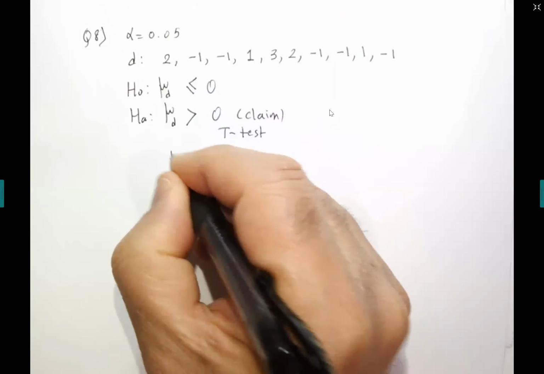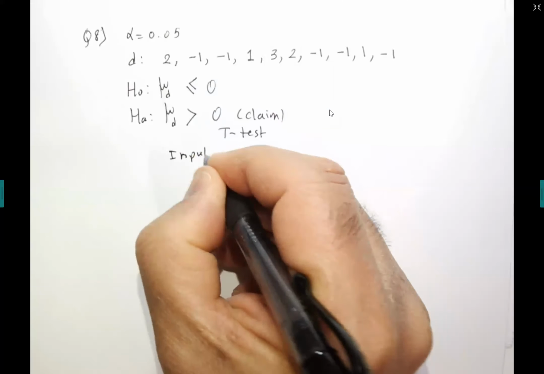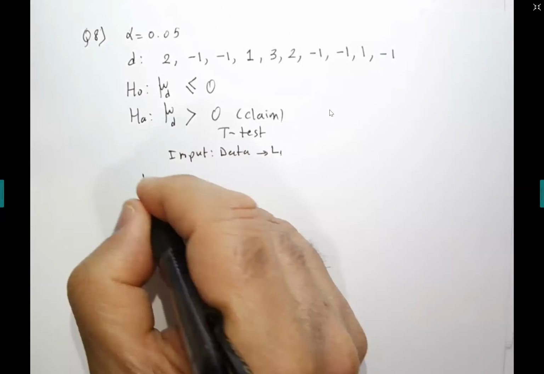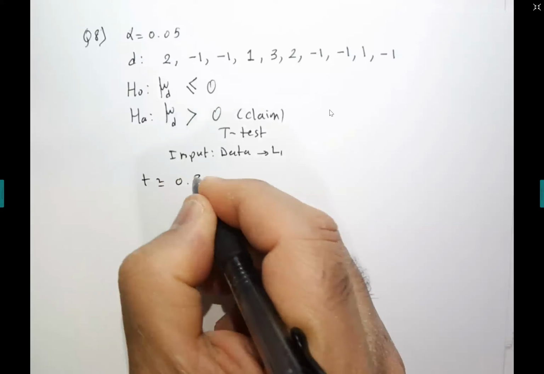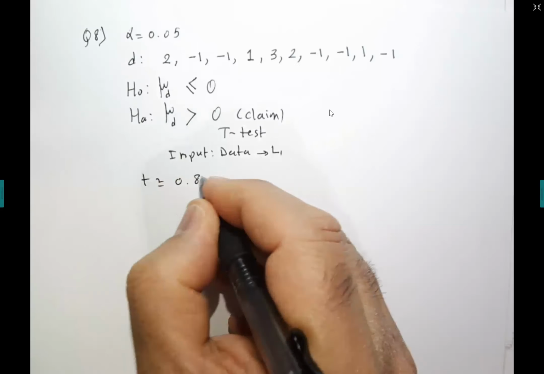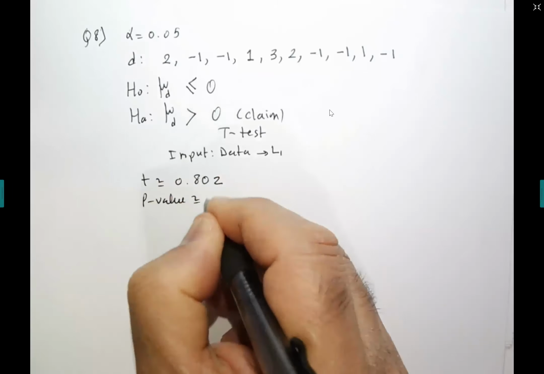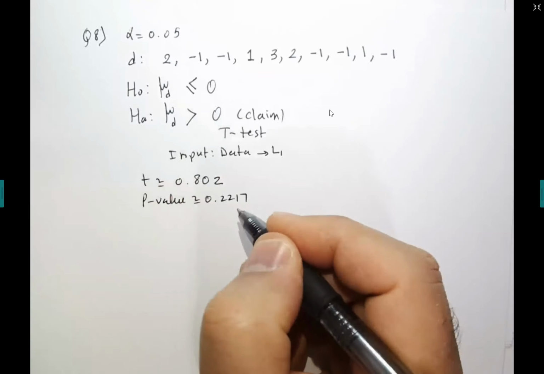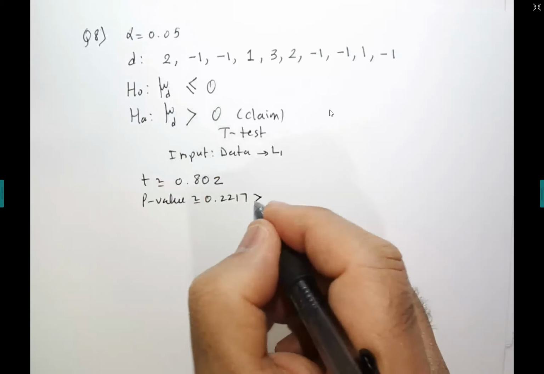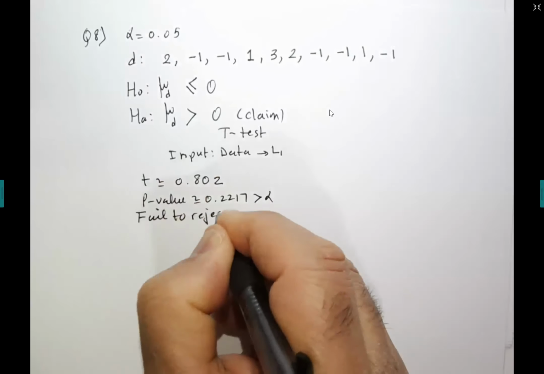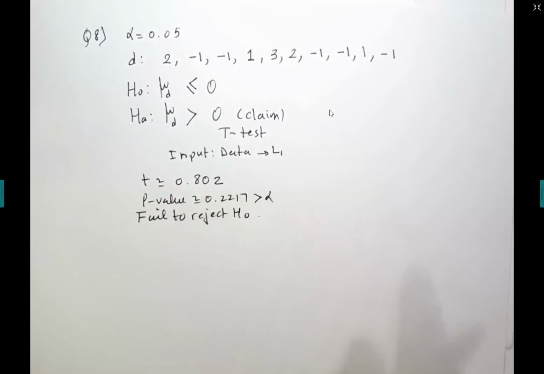T-test, and I'm going to write down here: input data, L1. So T is 0.802, and the p-value is 0.2217, which is more than alpha. Again, we fail to reject H0. I select those problems at random, guys, so I don't plan what the results are. It doesn't matter. So fail to reject H0.